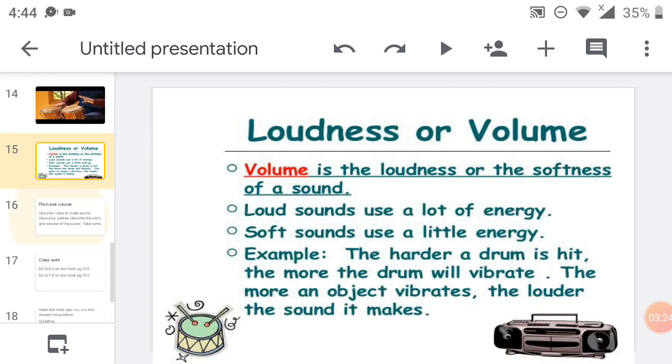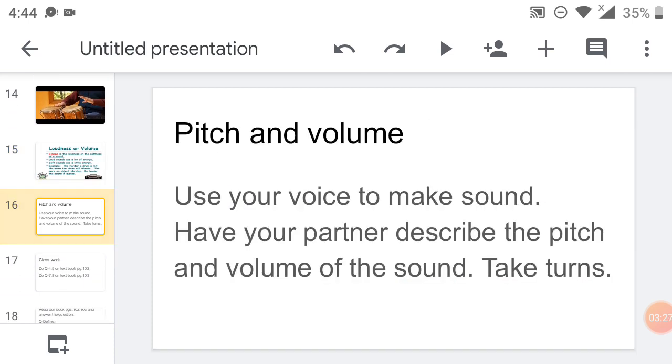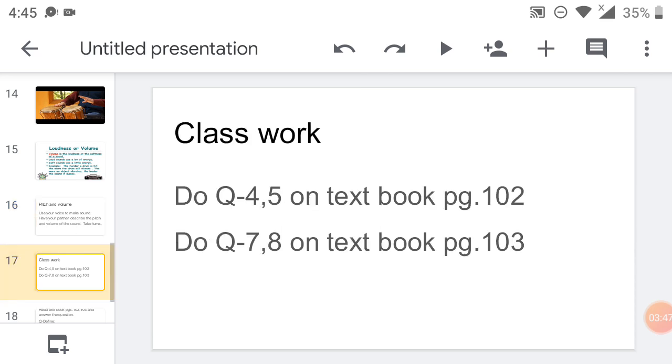Okay? Now, an activity is here for you about pitch and volume. Use your voice to make sound. Okay? And have your partner or any friend describe the pitch and volume of the sound. What is pitch? Pitch means how high or low a sound is, and volume means how loud or soft a sound is. Fine? Now, I am going to assign you some questions which you people are going to do with me right now. Okay? Do question number 4 and 5 on textbook page 102.